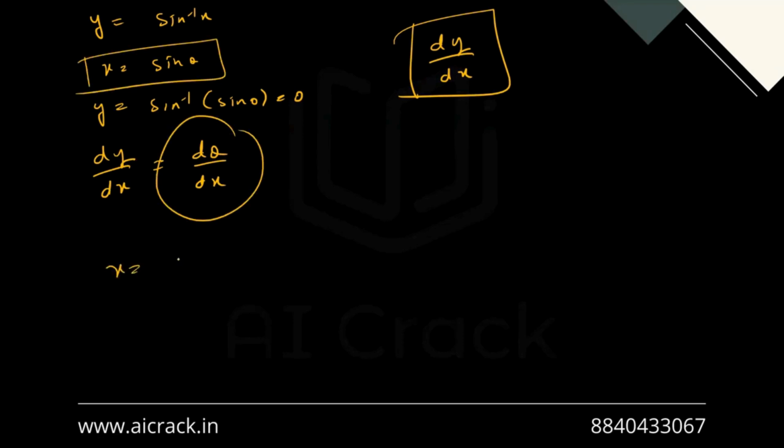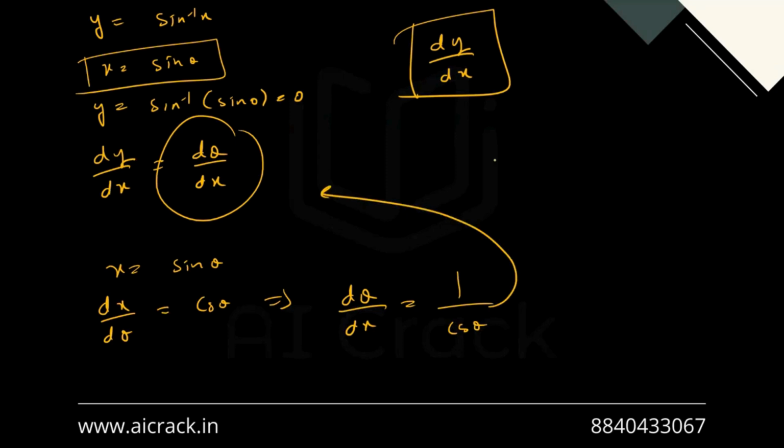So x equals sin theta, then dx by d theta would be cos theta, right? So basically d theta by dx would be 1 upon cos theta. So we can use this over here. We'll be getting dy by dx equals 1 upon cos theta. Now what was our original substitution? That was x equals sin theta.